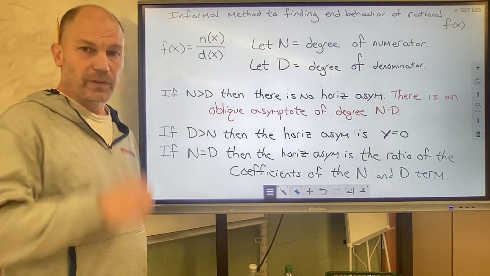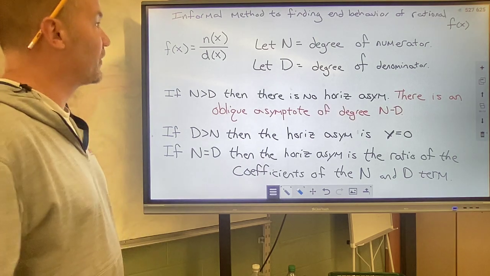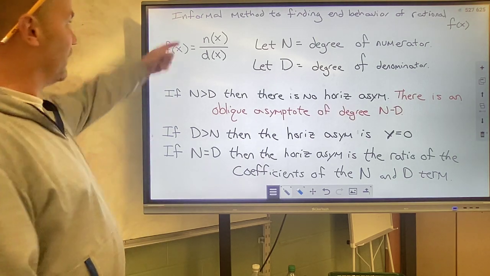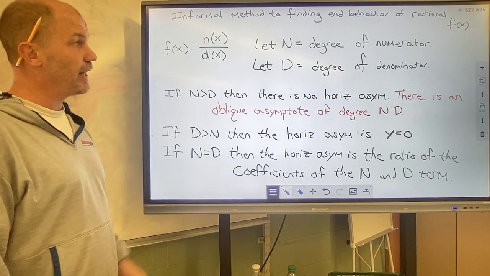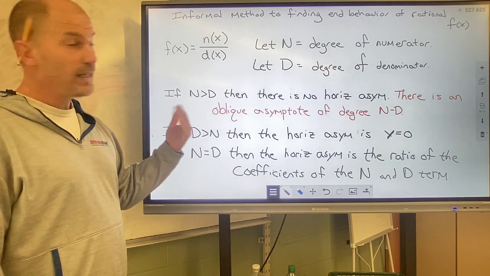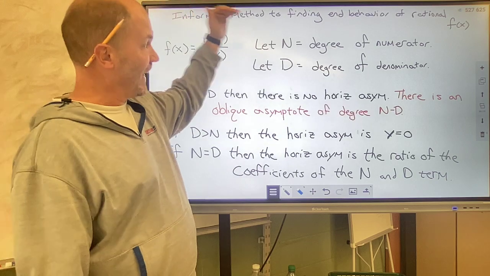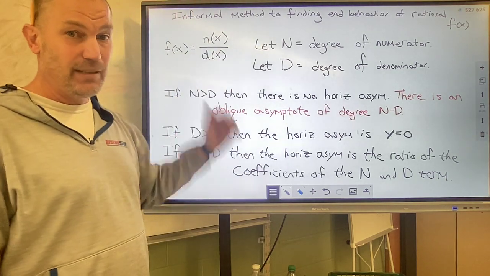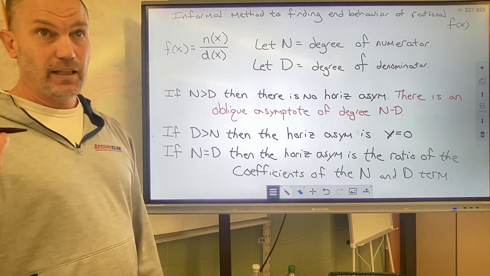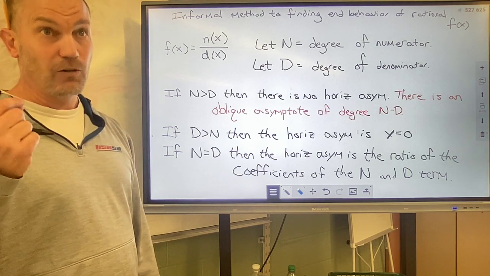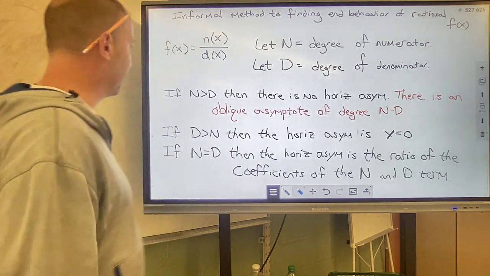So this is the informal method to finding the end behavior of rational functions. Basically, when we're looking at our rational functions, we'll have a numerator that's a polynomial divided by a denominator that's also a polynomial. And we can look at the degree of the numerator and the degree of the denominator. We're going to let n be the degree of the numerator and d be the degree of the denominator. Right? The degree is the greatest exponent of x, or of the variable in the function.